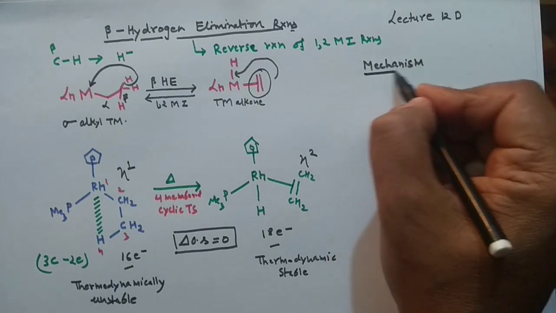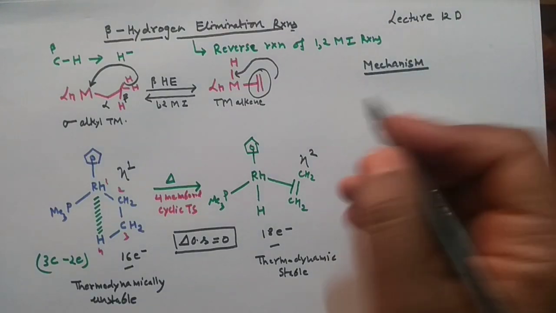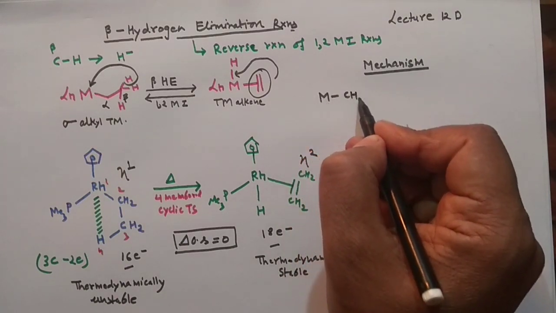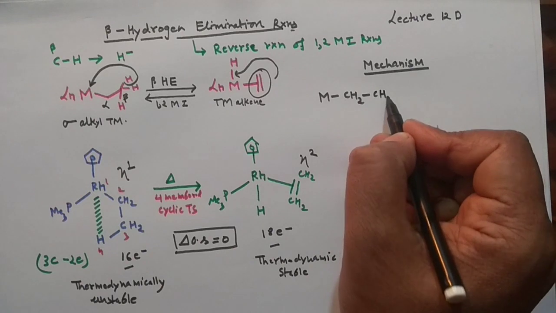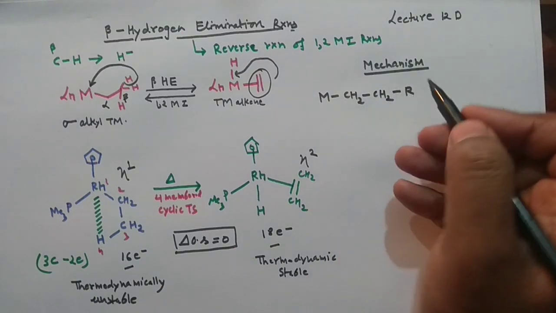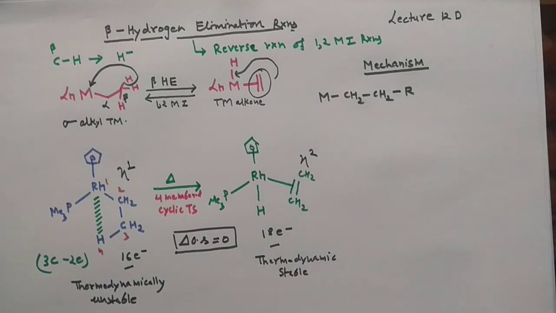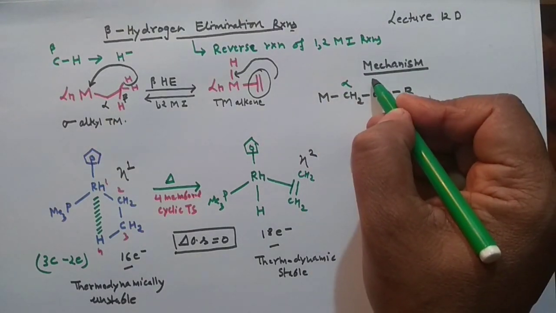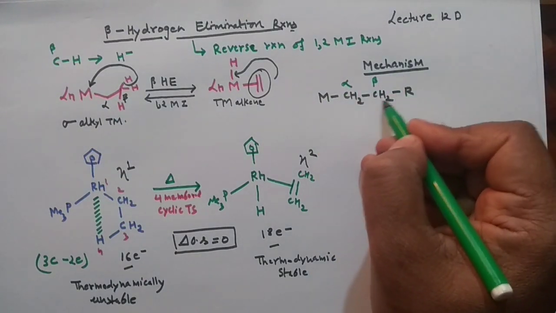Mechanism. Okay, and for the mechanism, say you have this metal here, this is CH2, this is another CH2, and say this is R. I have written it that way. And obviously when you are doing the reaction, this is your alpha carbon, this is your beta carbon, and this beta carbon has 2 hydrogens.